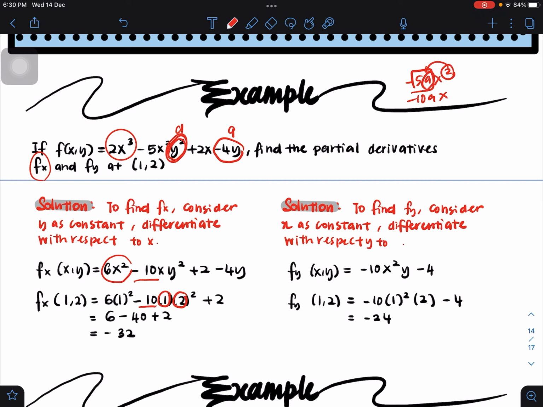Then you differentiate 2x, you get 2. Why do we not differentiate this one? Because it is a constant. Differentiate a constant, you will get equal to 0. Then it wants you to find the derivative at the point (1, 2). So you just need to substitute the value of x equal to 1 and y equal to 2 inside the equation. Then you will get the slope of the tangent line for the function with two variables, which will be negative 32.